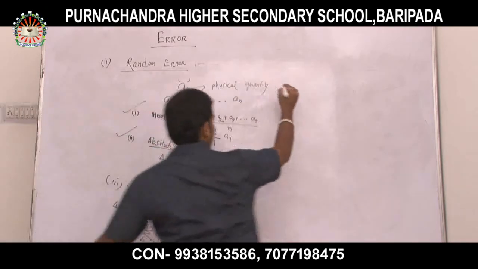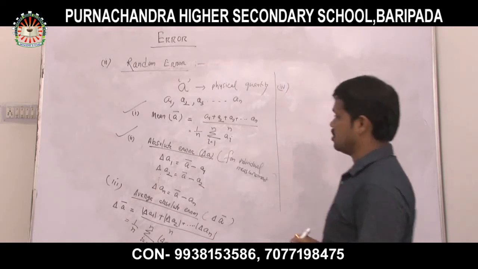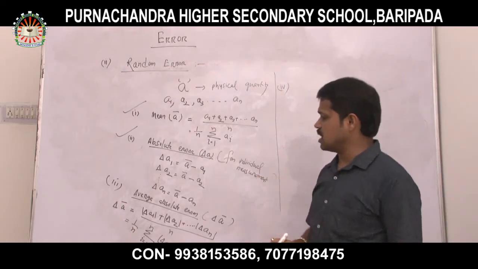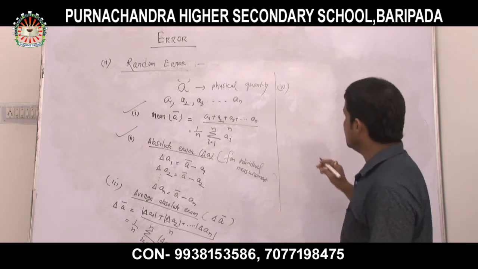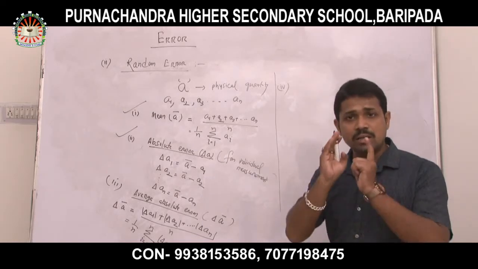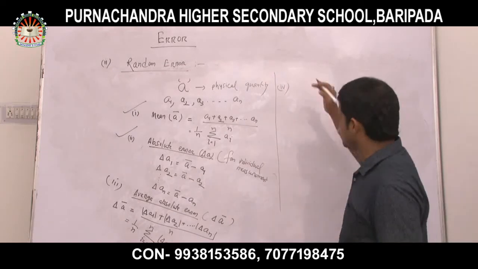Clear? Then the fourth point. So let us take the fourth point, average absolute error. After finding out the average absolute error, now very importantly, we can represent the measurement or the value of that physical quantity in this manner.